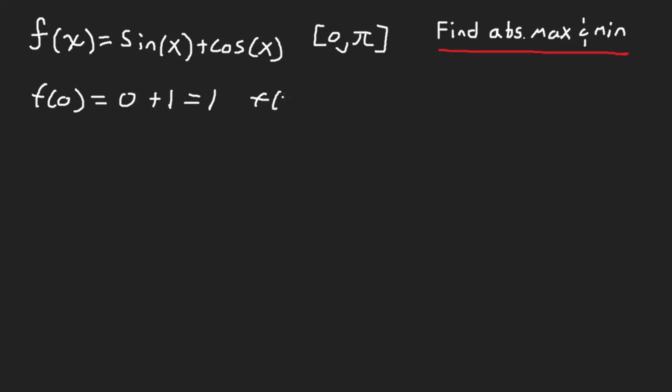If we then do f of pi, if we evaluate sine at pi, we also get 0. And then if we evaluate cos at pi, we actually get minus 1. And so our final value for f of pi is minus 1. And if you're curious how we found these, you can just draw out the graph of cos and sine.